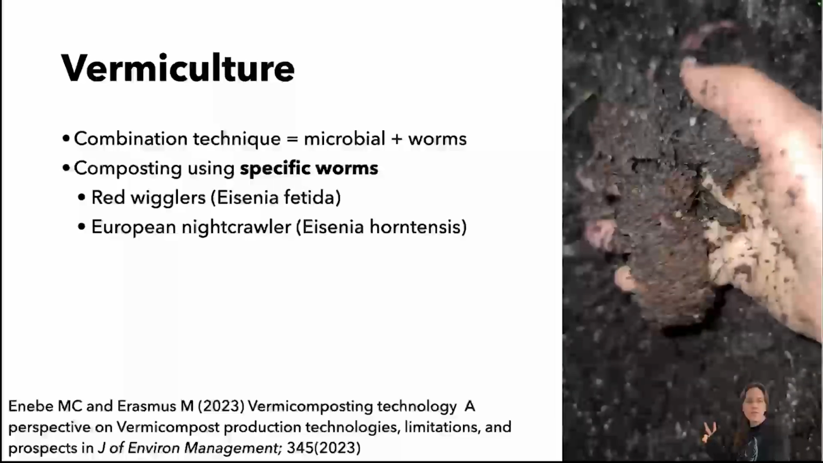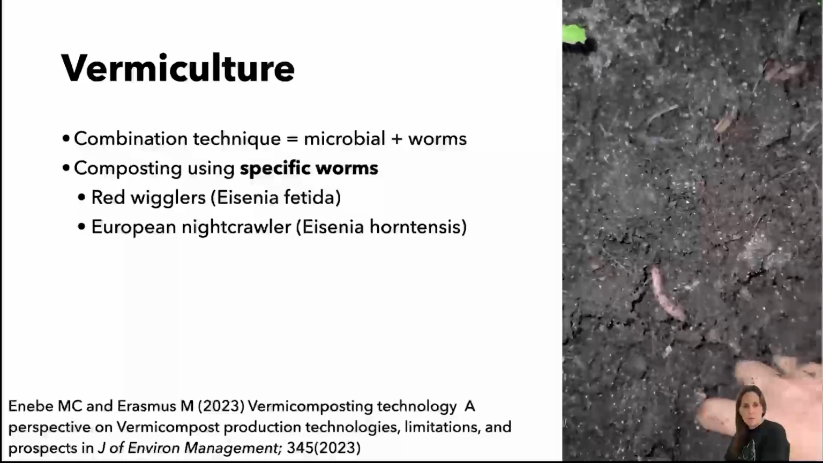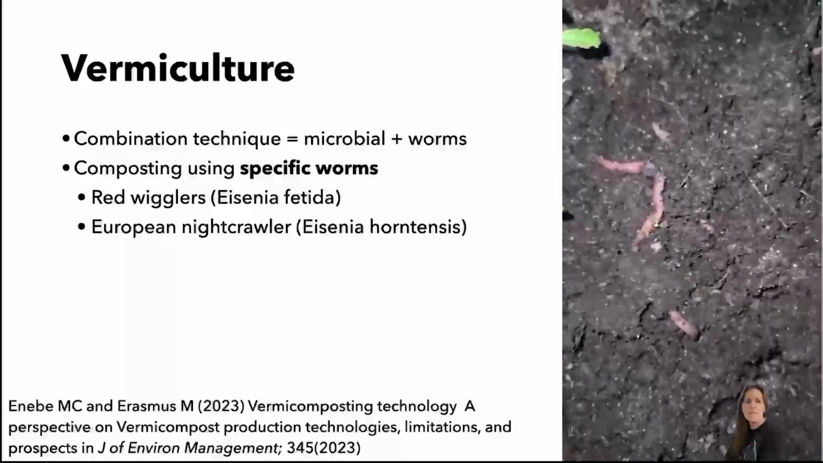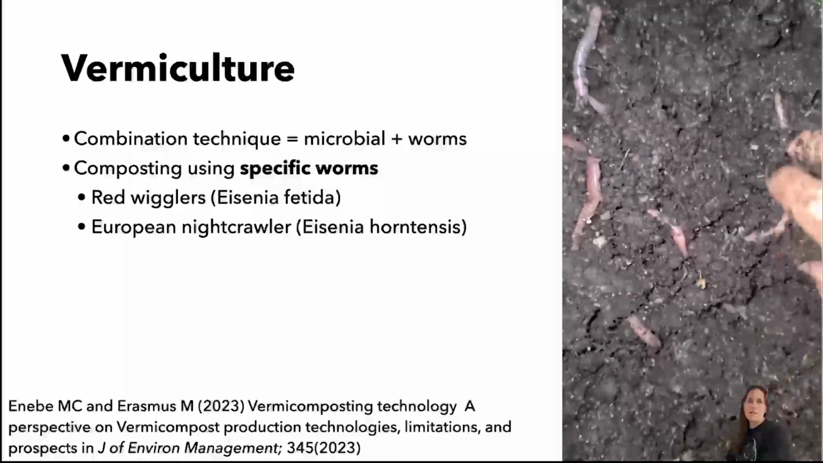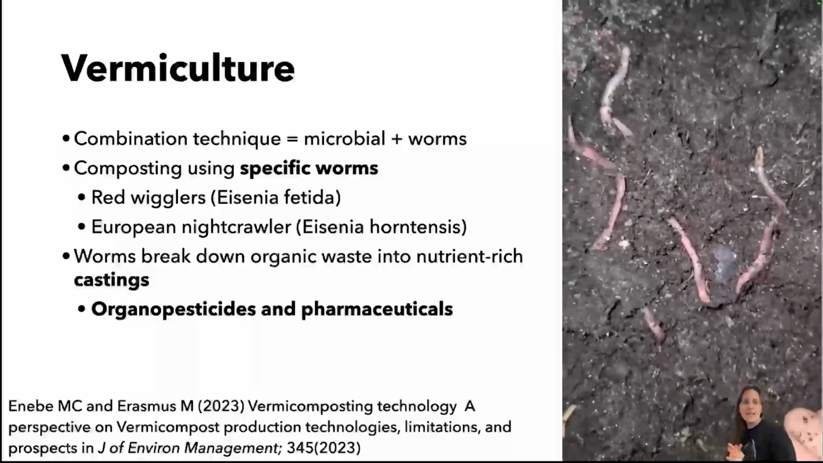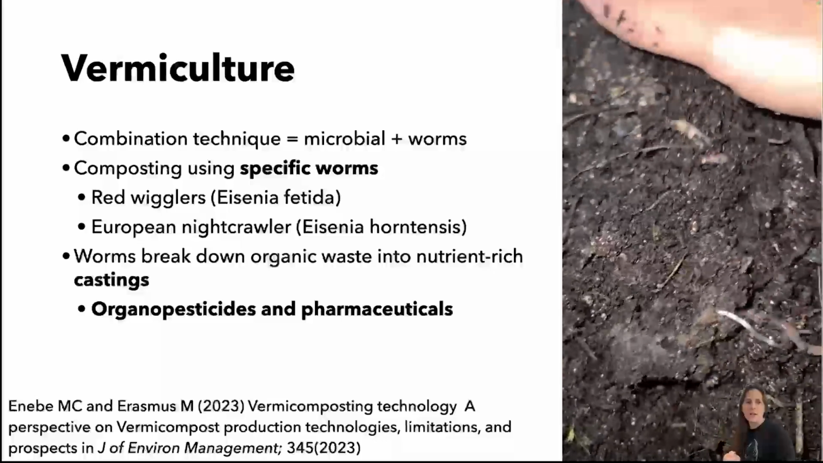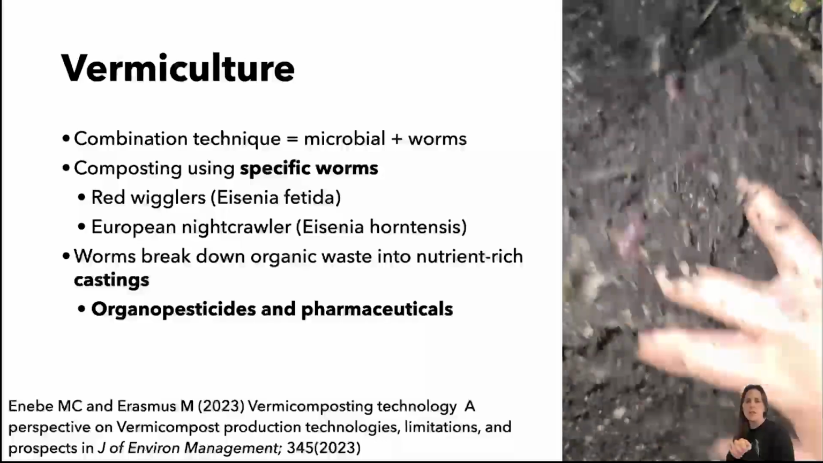And so the two major worms both belong to the Eisenia genus. These are the red wigglers, Eisenia fetida, and the European night crawler, which is Eisenia hortensis. These worms are especially effective at breaking down organic waste into nutrient-rich castings.